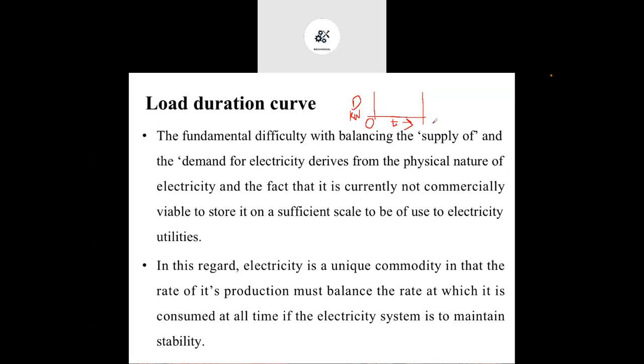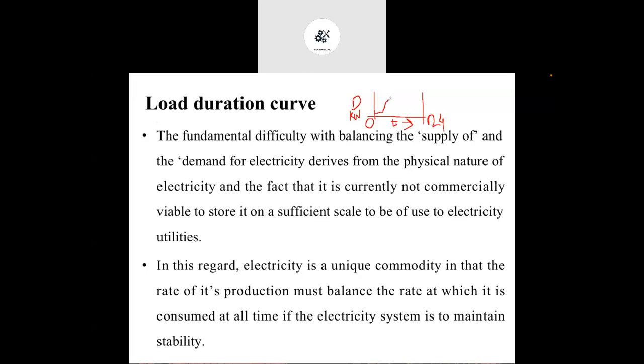Now during that particular day, consider this is 0 hour, 12 a.m., and this is 24 hours. For these 24 hours, we are going to see how the demand fluctuates for that particular house. Generally, during the night or the early morning, the demand is very low. So in that case, the demand remains very low.